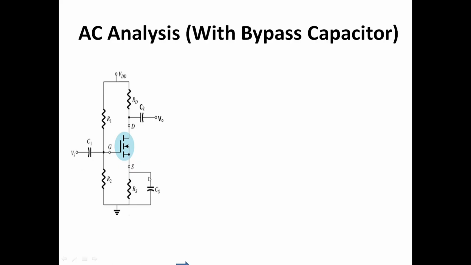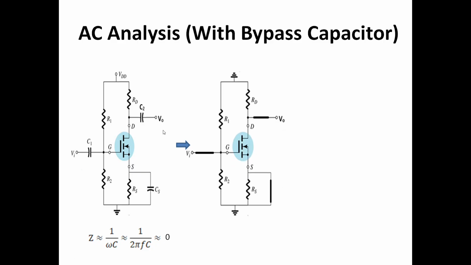To do the AC analysis, we have to short circuit all the DC sources to the ground, and then for AC, all the capacitors will be shorted, because for AC we know impedance Z equals 1 by omega C, omega equals 2 pi f. With the increase of f, impedance decreases, so all the capacitors will be shorted. After shorting, the circuit will look like that.